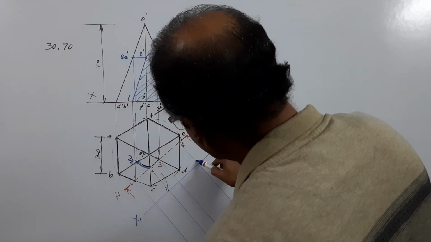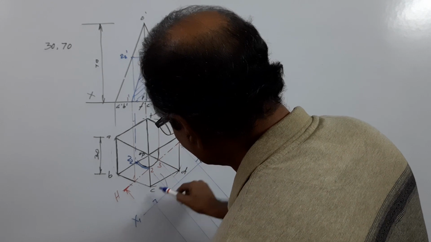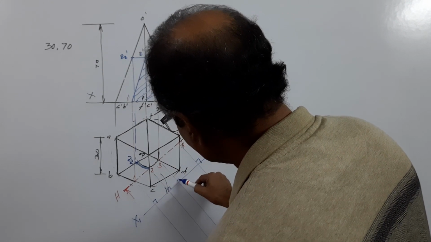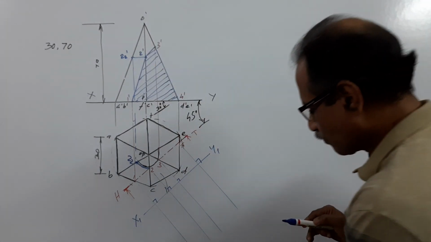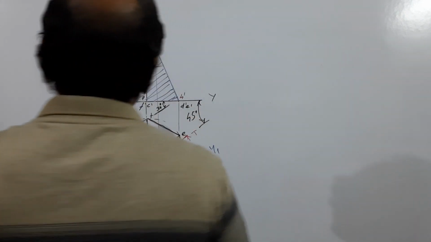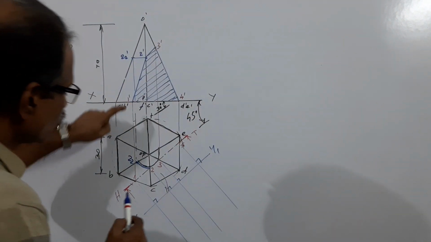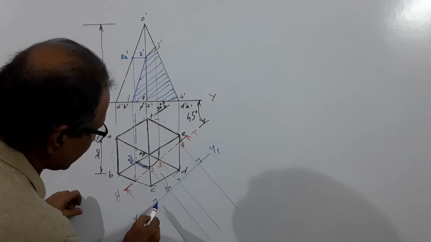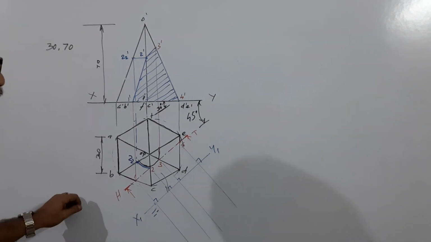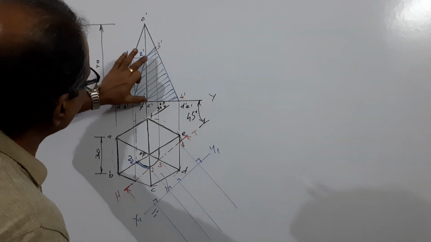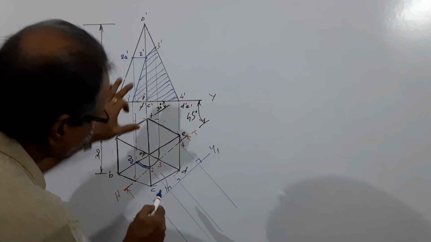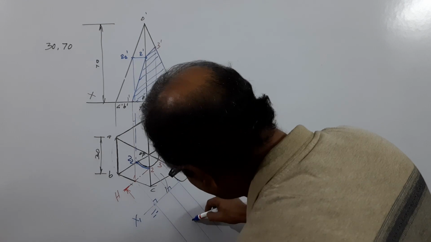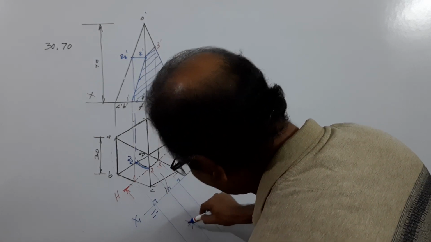These are drawn at 90 degrees to X1, Y1. Now, where is 1 dash? 1 dash is on XY. So, on the projector through 1, on X1, Y1 itself, you get 1, 1 dash. Where is 2 dash? 2 dash is this far away from XY. On the projector through 2, mark off that distance. You get 2, 1 dash.